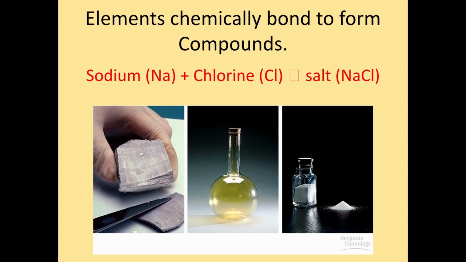And so you have an explosive metal and a poisonous gas, but when those two combine chemically, they lose all those properties and they form, that should be an equal sign. Let's see if we can fix that. Or not an equal sign, but an arrow. They form salt, which has completely different properties than either of the two elements. So you can have elements and they have their own properties, but when they combine chemically, they lose those properties, and then the compound will have its own set of properties.